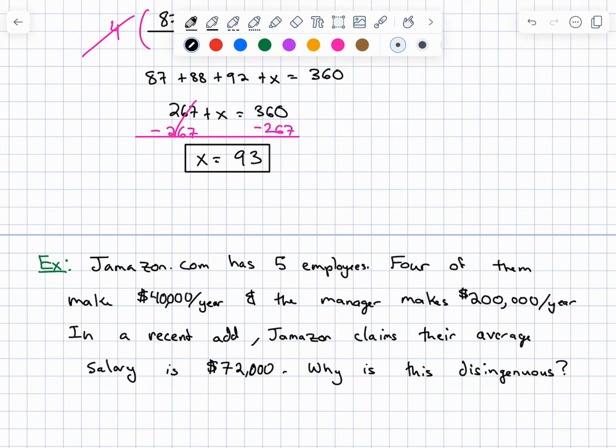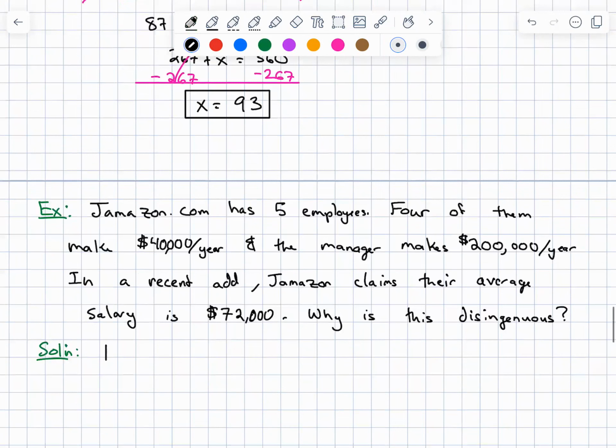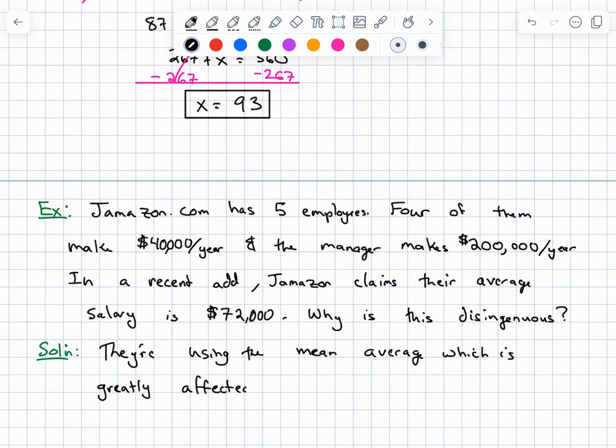But the reason, or like solution, I guess it's not really a solution, but they're using the mean average, which is greatly affected by the $200,000 outlier. The median would be a far better representation.